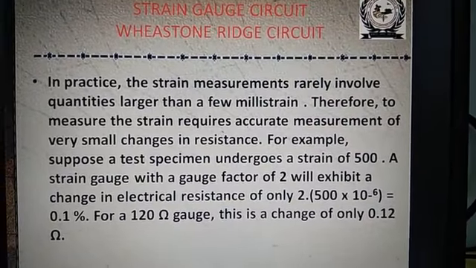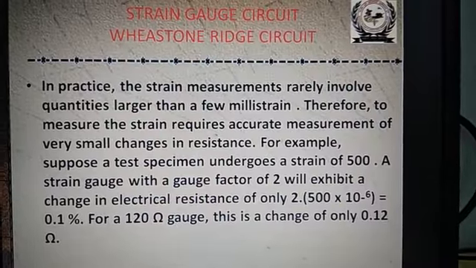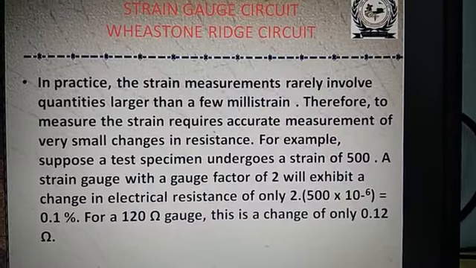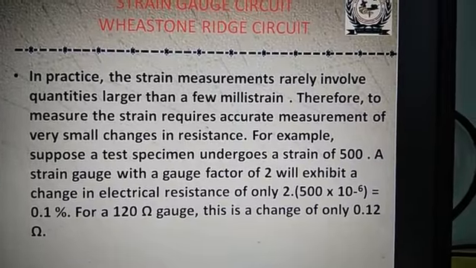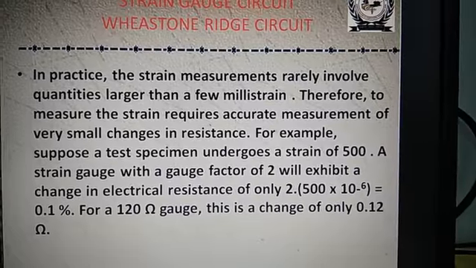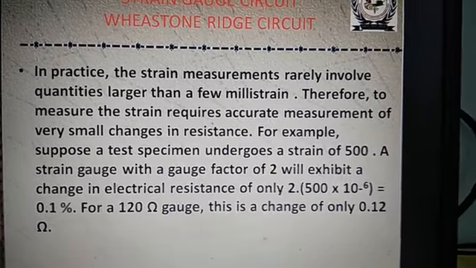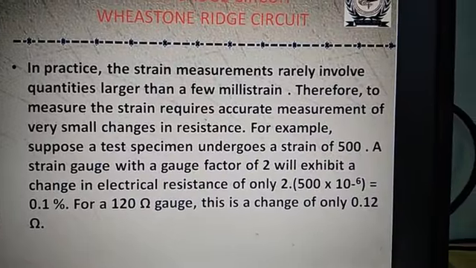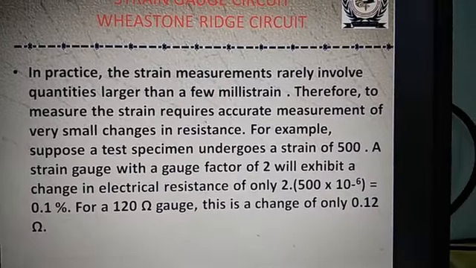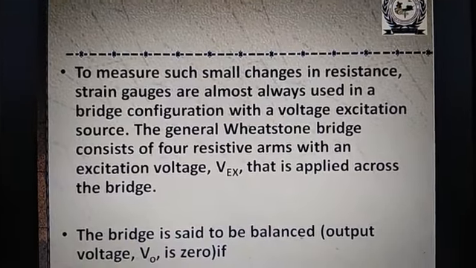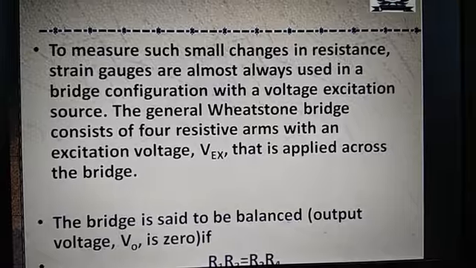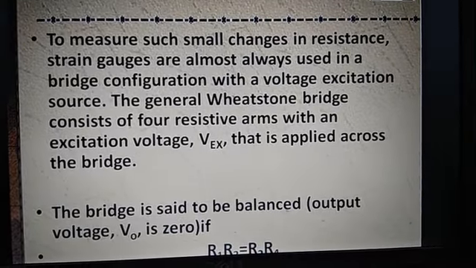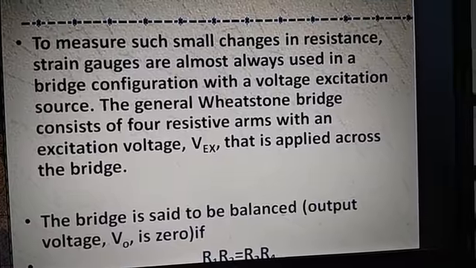For example, suppose a test specimen undergoes a strain of 500 microstrain. A strain gauge with a gauge factor of 2 will exhibit a change in electrical resistance of only 2 into 500 into 10 raised to minus 6, which is equal to 0.1%. For a 120 ohm gauge, this is a change of only 0.12 ohm. So these are minor changes with respect to the gauges. To measure such small changes in resistance, strain gauges are almost always used in a bridge configuration with a voltage excitation source.